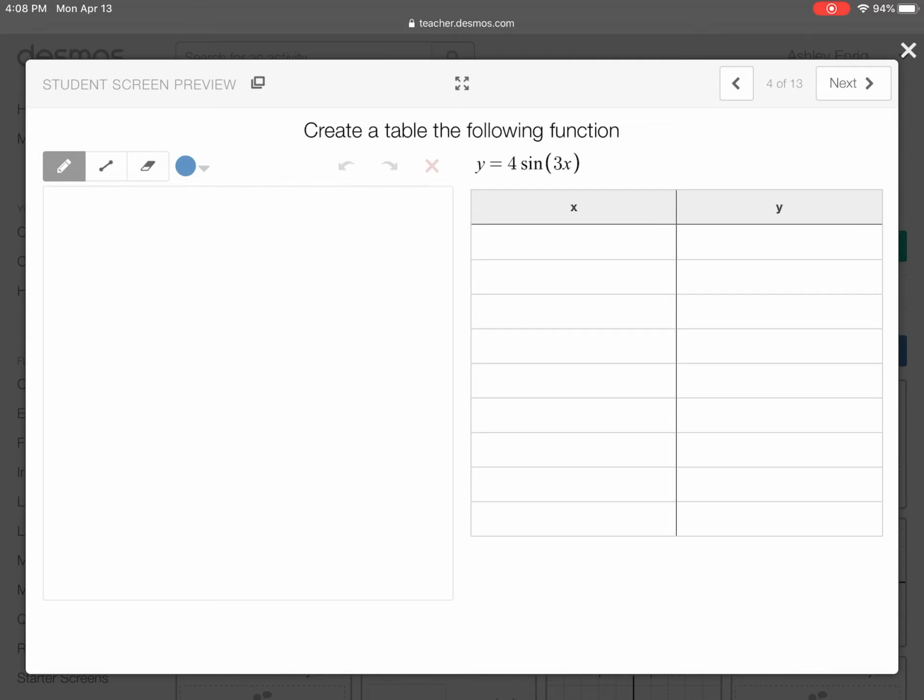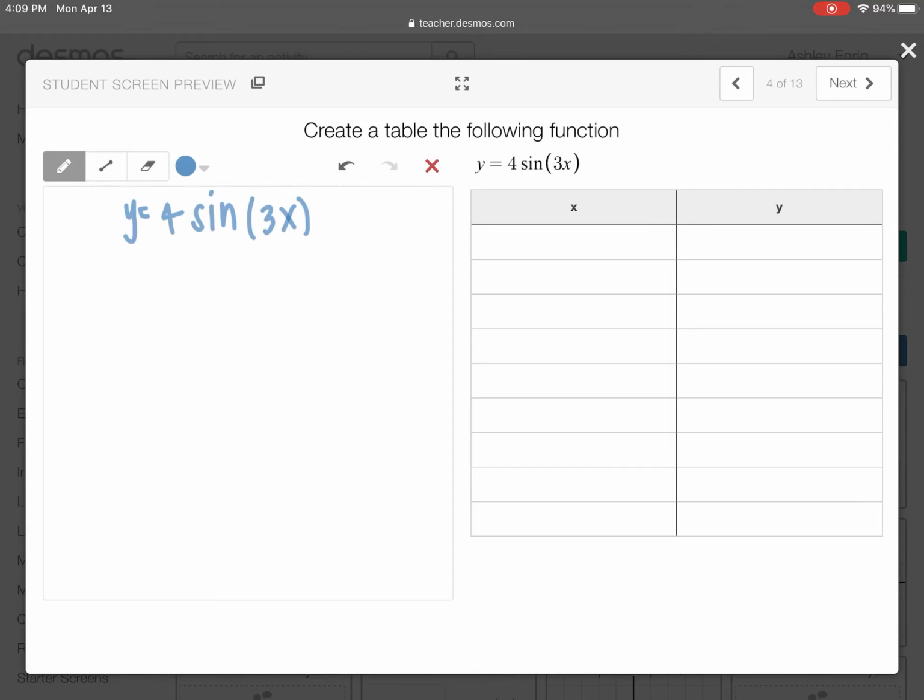We have 4 sine 3 of x. So I'm going to write that in our little sketch pad over here. Y equals 4 sine of 3x. Alright, we want to create a table for this. So, we're not going to be given the graph just yet. That'll be in the next problem, but let's create a table using this.